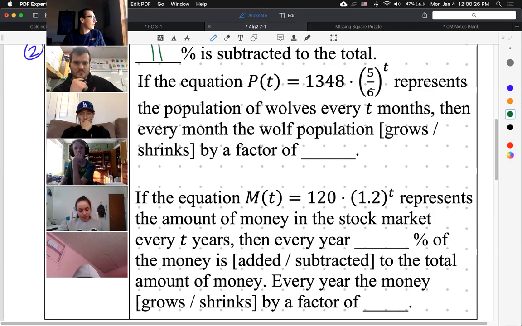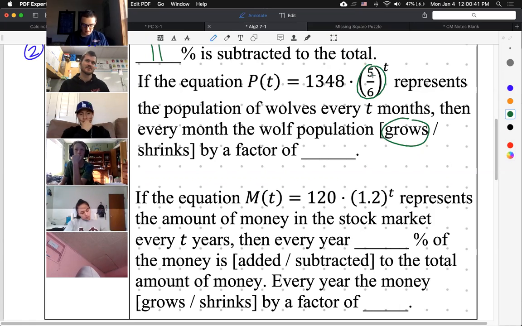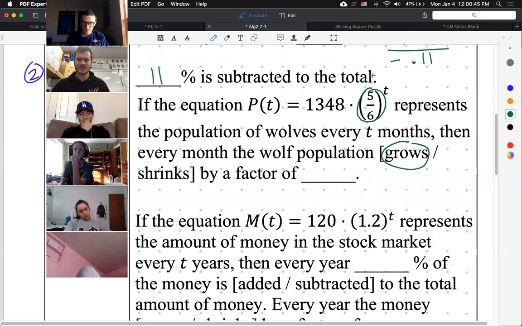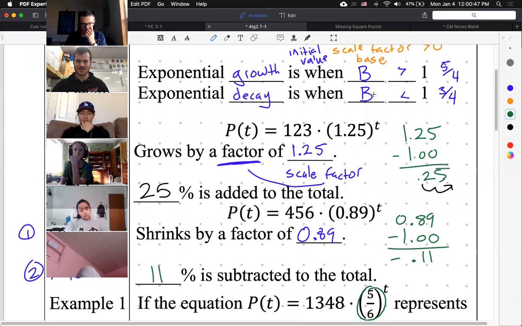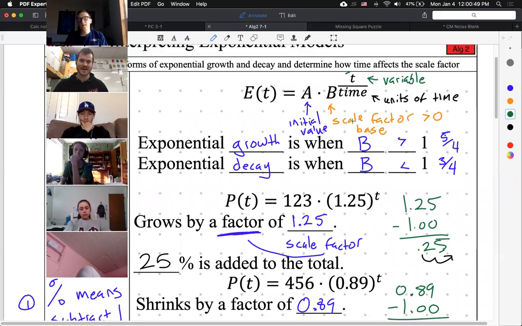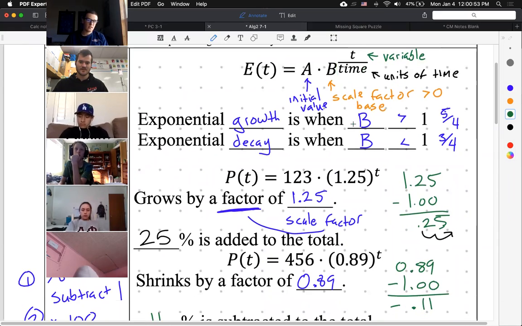I think that is going to shrink. I mean, no, it's going to grow because 5 is greater than 1. So I agree that 5 is greater than 1, but your scale factor is 5/6, which is a fraction. Oh, I thought the bottom one was time. It's only time when it's in the exponent. It's kind of hard to see here, but this entire thing is the exponent. Oh, okay, that makes sense now.